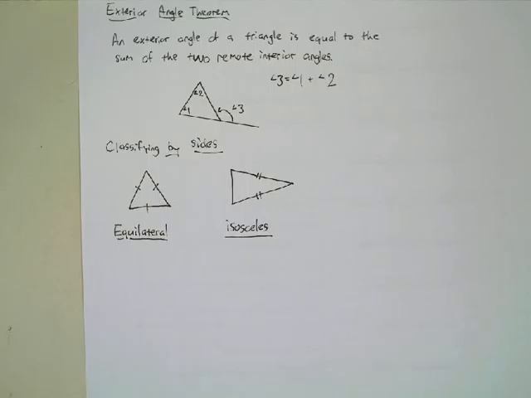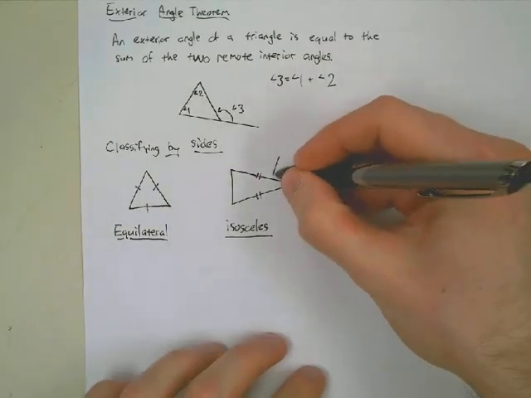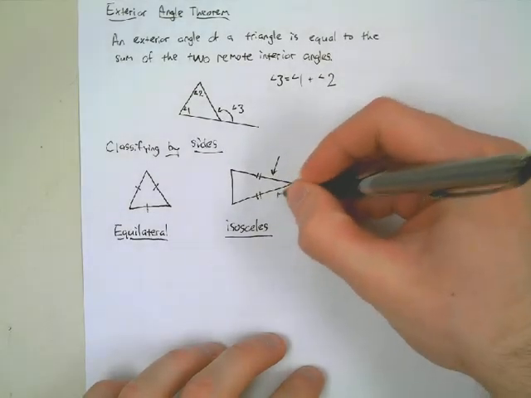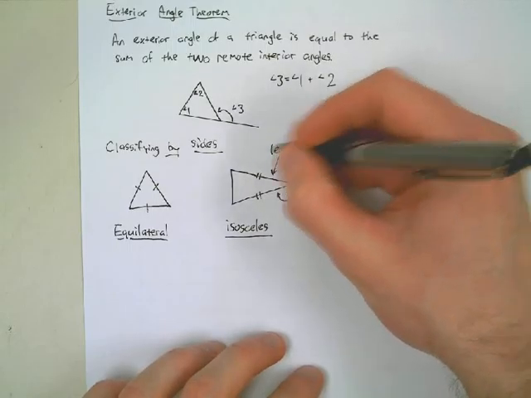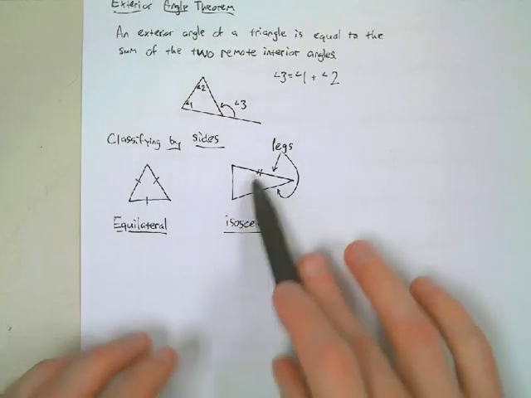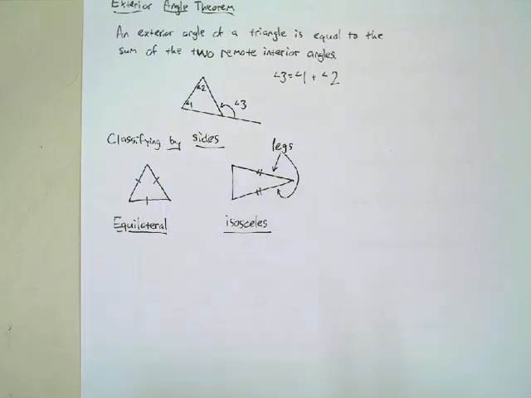Now, when you have an isosceles triangle, there are parts to the isosceles triangle. For example, this side and this side are both known as legs. So these are the legs of the isosceles triangle. They're the two congruent sides. They're called the legs. All right, so those are called the legs.